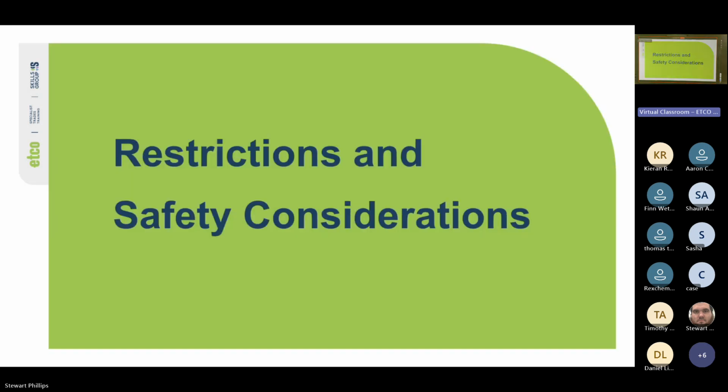Cool. So restrictions and safety considerations. Transformers are robust and reliable, but they are not indestructible, as we've seen in the past few days. Every transformer has operating limits: electrical, thermal, and environmental, that we need to respect to keep them safe and performing correctly. So we'll take a look at what those limits are and how to recognize them.